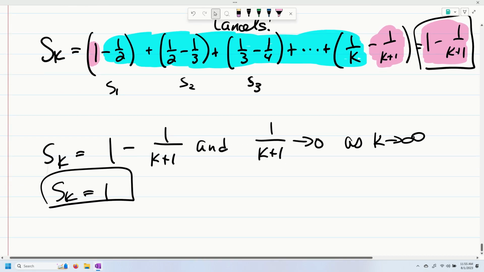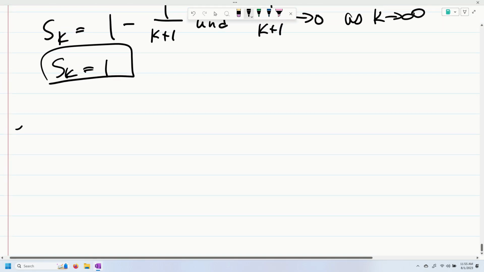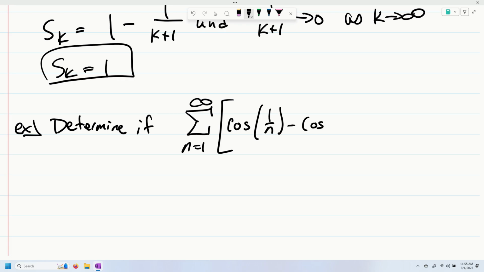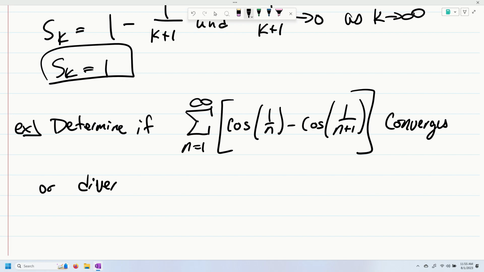So let's look at an example that we haven't seen yet. Determine if the summation of n equals 1 to infinity of the cosine of 1 over n minus the cosine of 1 over n plus 1 converges or diverges.